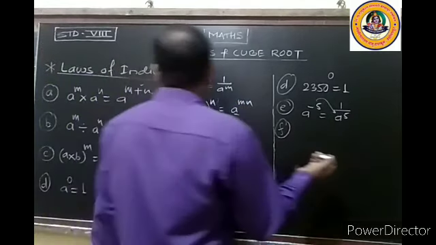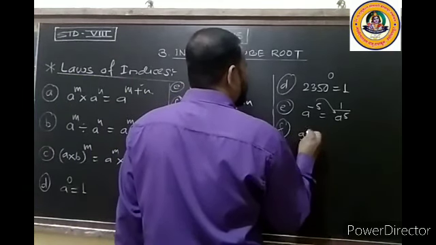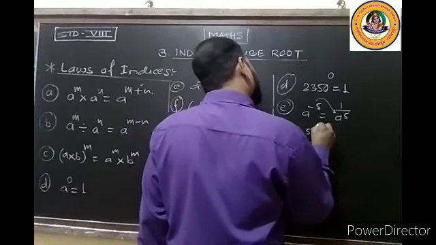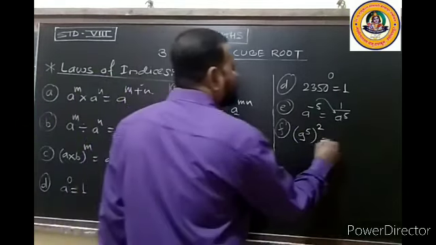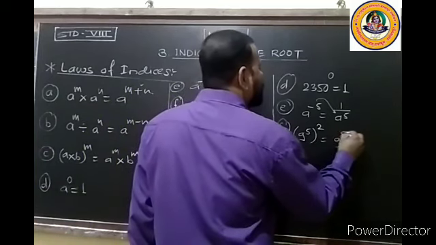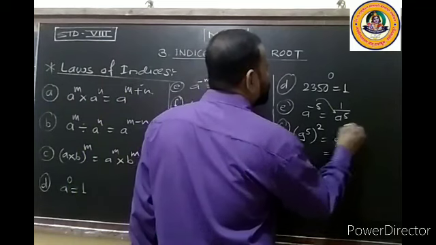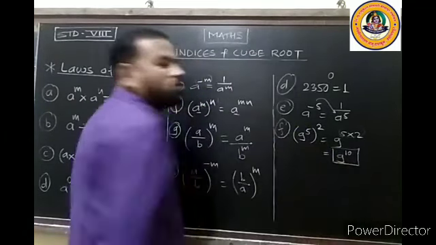We take an example, 9 raised to 5 raised to 2, that is square. Then we get 9 raised to 5 into 2. Then 5 into 2 is 10. That means 9 raised to 10.